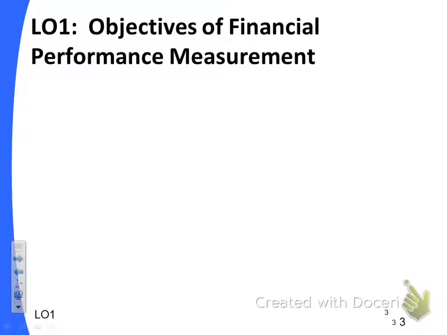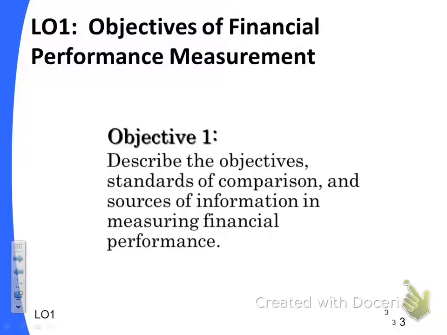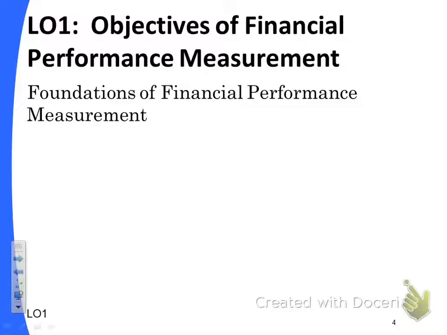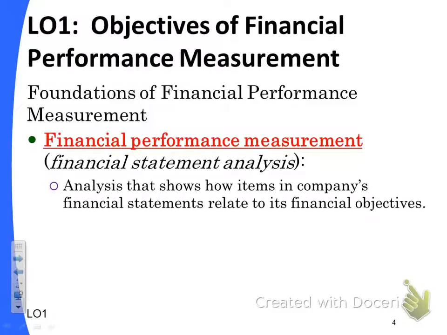Our first objective is to look at the standards of comparison and sources of information for financial performance measures. So, the foundation of financial performance measures is that we're going to use it to help us analyze how items in a company relate to each other and help us to determine whether or not we're meeting our financial objectives for the company.